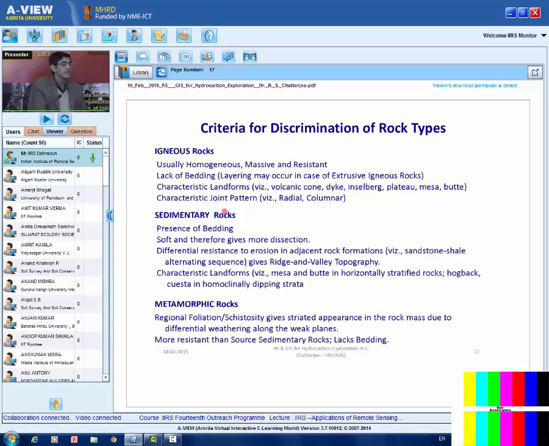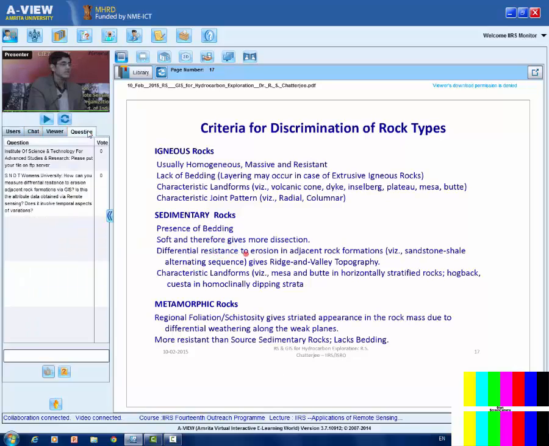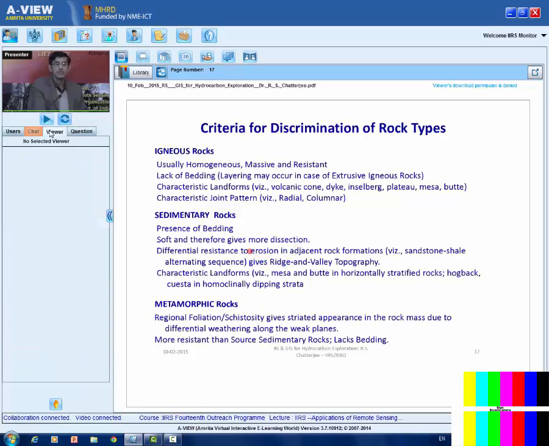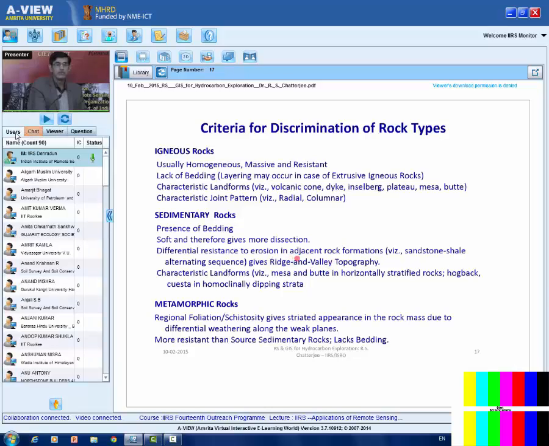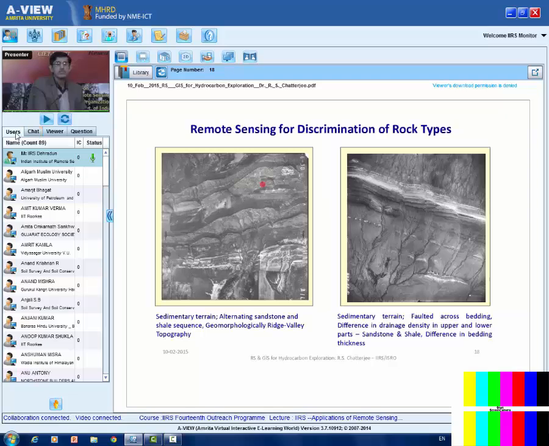Then for sedimentary terrain, there is this layered appearance, then this dissection, then their differential resistance. It gives you this typical geomorphology or landforms, ridge and valley topography in case of alternate hard and soft rocks, and there are characteristic landforms for horizontally bedded rocks and for dipping beds, like cuesta, hogback, mesa, butte. Those things we have discussed previously, so we will not spend much time here. This is just to recapitulate once again.